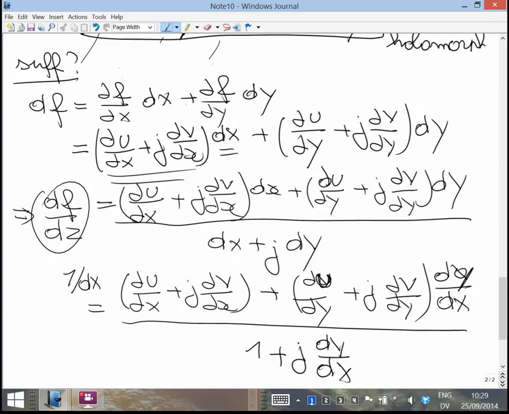Remember, previously, for the necessary conditions, we had a look at two different directions of approach, one where delta x was 0 and one where delta y was 0.